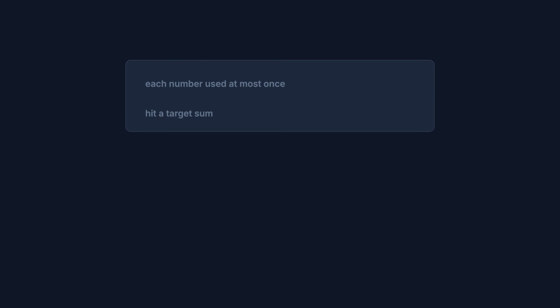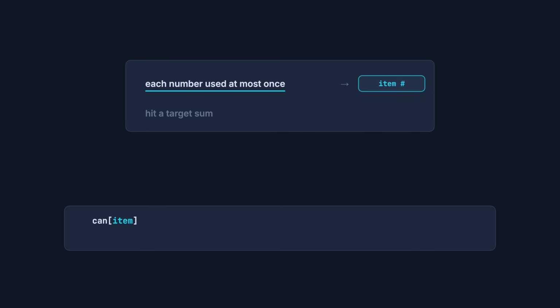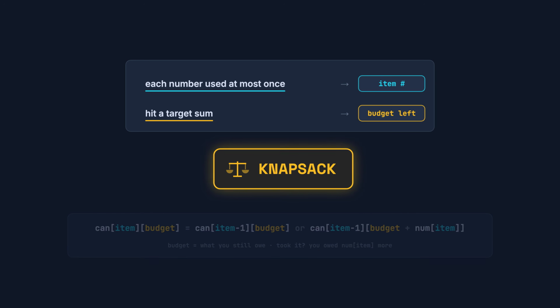Now look at the problem statement again. Each number can be used at most once, so you track where you are in the list. There's also a target to hit, so you track how much of it is left. This one is called Knapsack, after the classic backpacking puzzle.